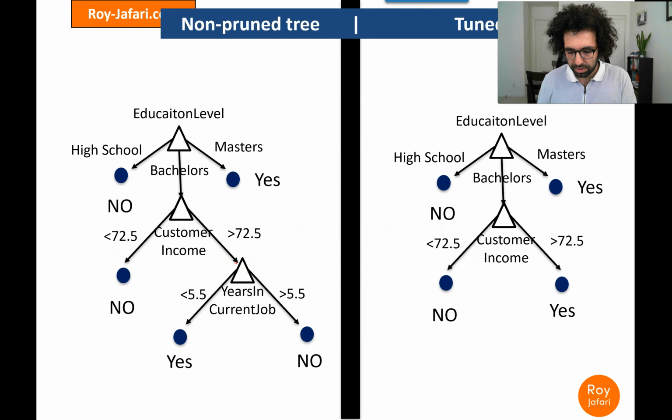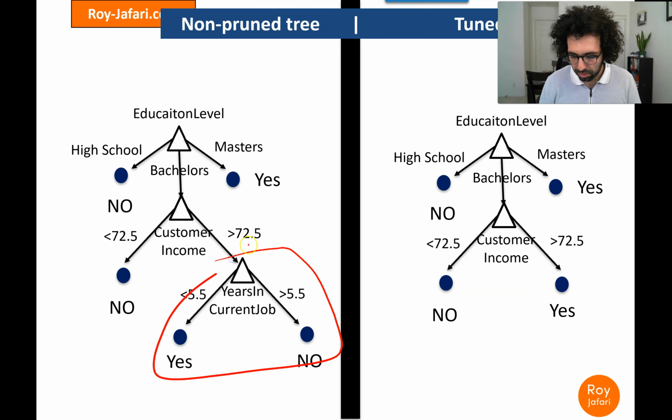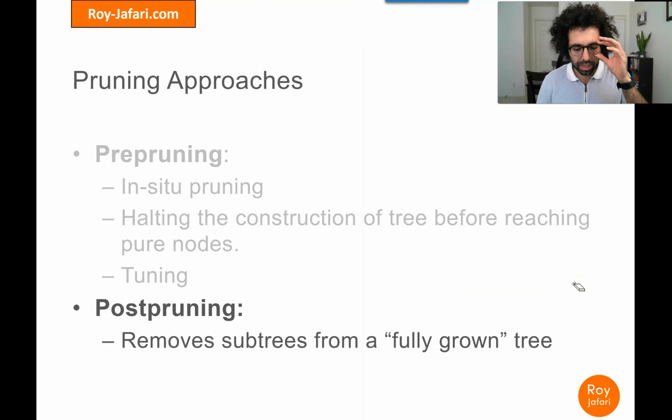So this is the difference between the non-pruned tree and the pruned tree. We pruned it here, and this has been decided. This is just an example. Now let's look at the next pruning approach, which is post-pruning. Here we let the tree fully grow, and once that happened, we prune it. Actually, this is where the name comes from.